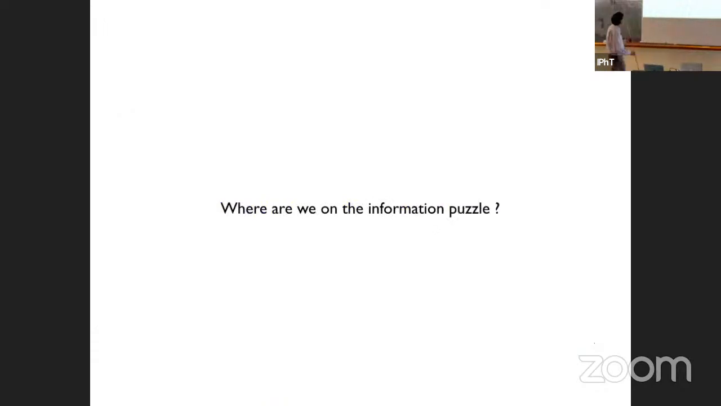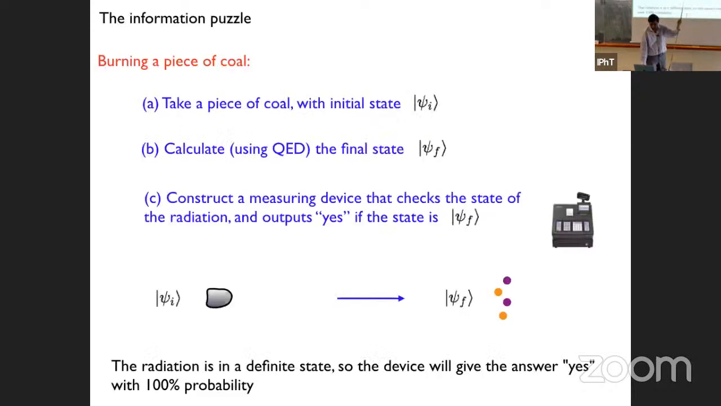Okay, so let me take the last few minutes, since I'm basically running out of time, to say where we are on the information puzzle. This is maybe a separate thing, so I'm switching gears a little bit. I just want to summarize what the information puzzle is and what we have learned, because I also want to say a little bit on what other approaches to the information puzzle are doing these days. From what I have understood, I want to tell you how they differ from what the fuzzballs do.